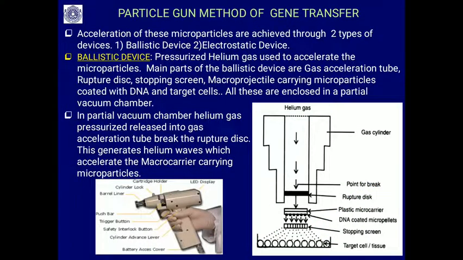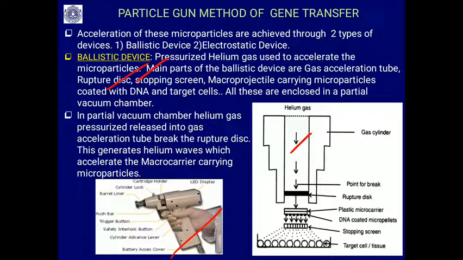So, this is what you can see, the gene gun. Inside you will find this type of mechanism that you see here. Acceleration of these microparticles is achieved through two types of devices. There are two types of gene gun, which means the mechanism involved in accelerating the particles differs. Here, in the ballistic device, pressurized helium gas is used to accelerate microparticles.